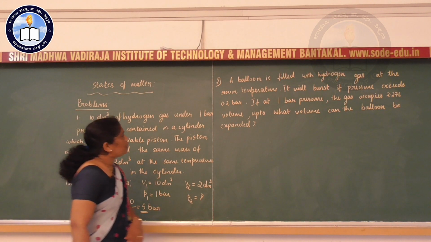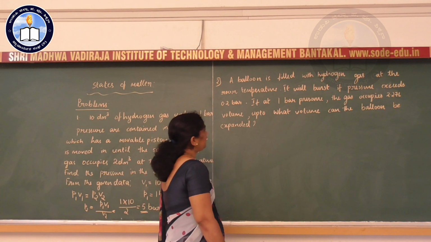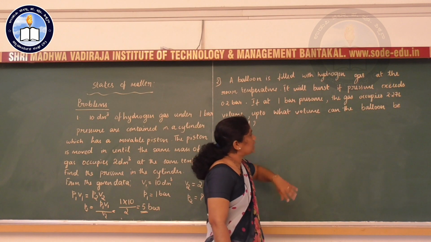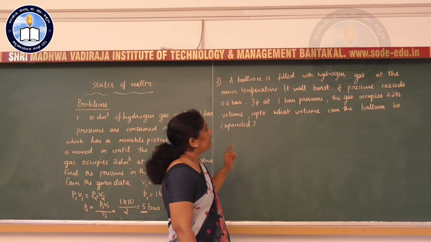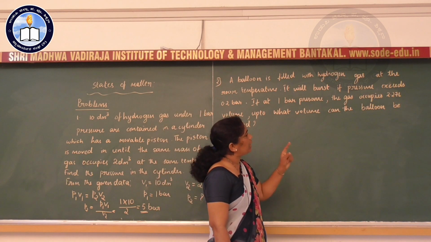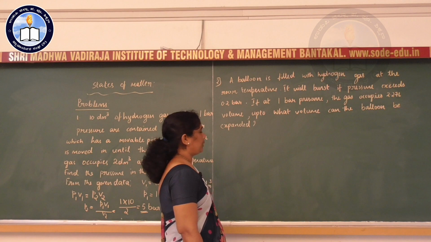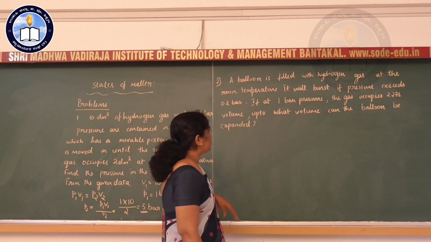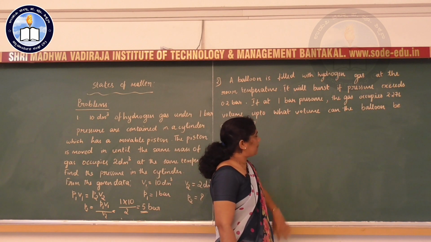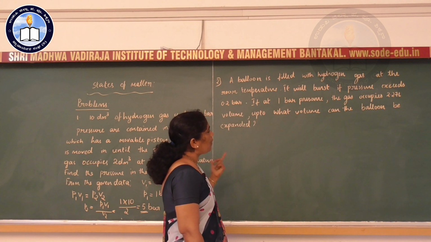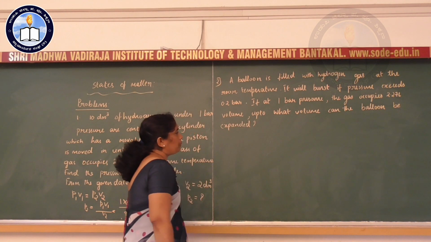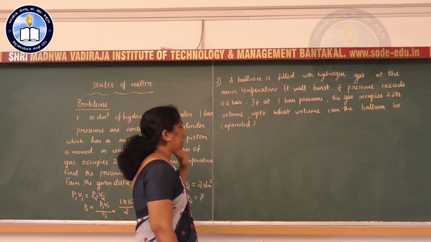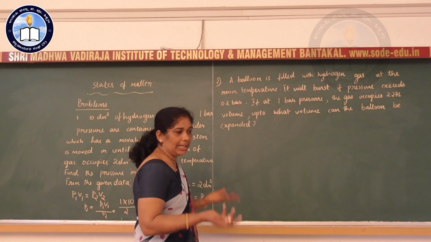Similarly, let's move to the next problem. A balloon is filled with hydrogen gas at room temperature. It will burst if the pressure exceeds 0.2 bar. If the pressure is more than 0.2 bar, the balloon bursts. If at 1 bar pressure the gas occupies 2.2 liters, up to what volume can the balloon be expanded? More than that means it will burst.